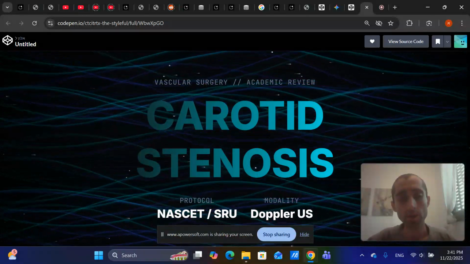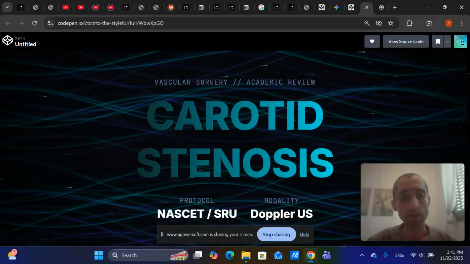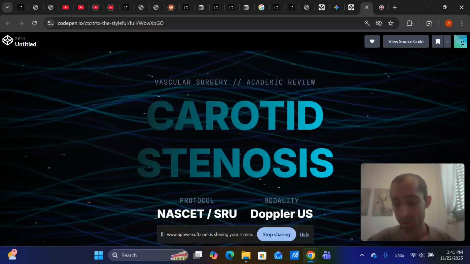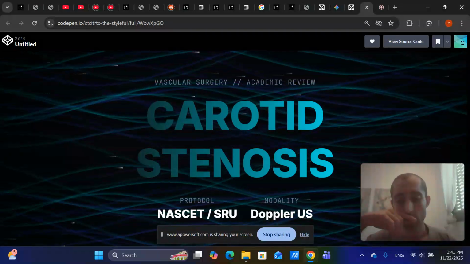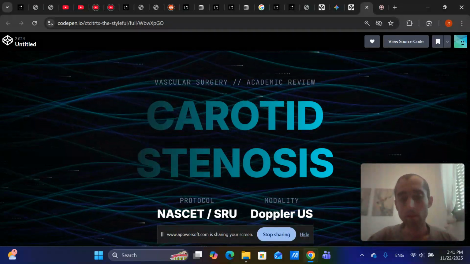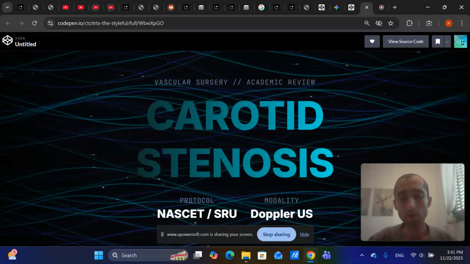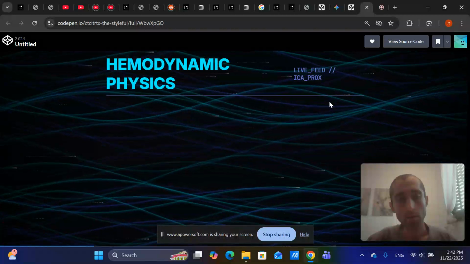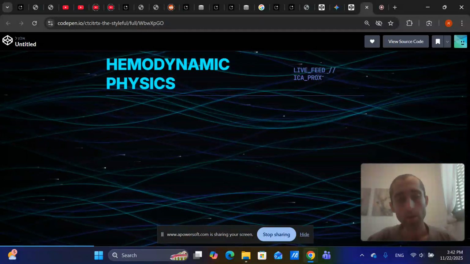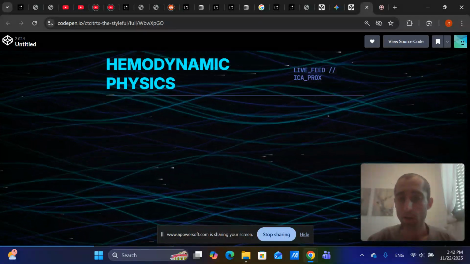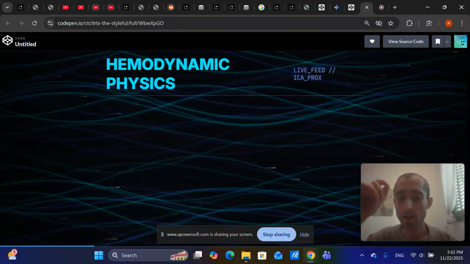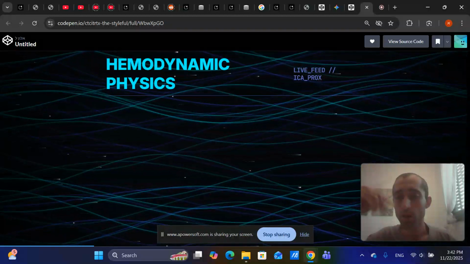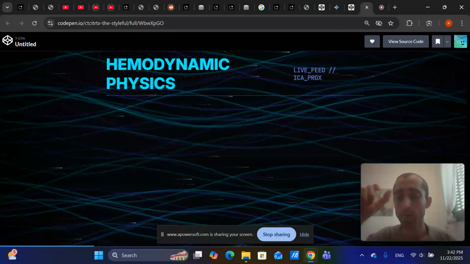For example, fibromuscular dysplasia, radiation, even Takayasu arteritis. Other things can cause stenosis, but again, atherosclerosis is the main culprit of this disease. So it's based on the Bernoulli equation, and the main thing you need to take out of it is the fact that as the stenosis is higher degree, the velocity of blood will be higher in the stenotic area.